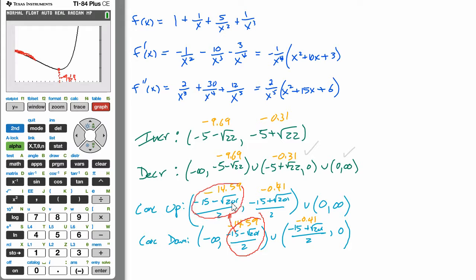From -14.59 through way out here at -0.41, we're concave up. So we'd be looking like this, concave up. This concave down region is not beautifully displayed. We could go tighter in there to show that it's concave down, but we are getting a basic idea of what's happening here. And of course, our inflection point right here is at -14.59 roughly.